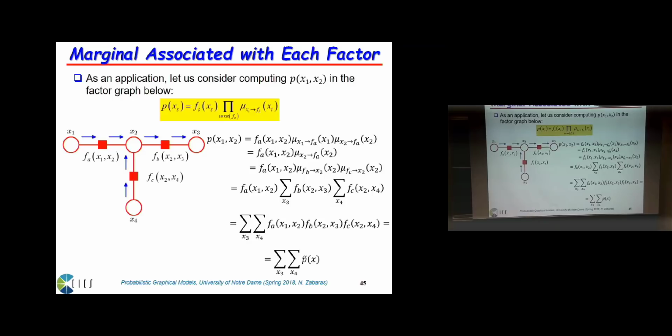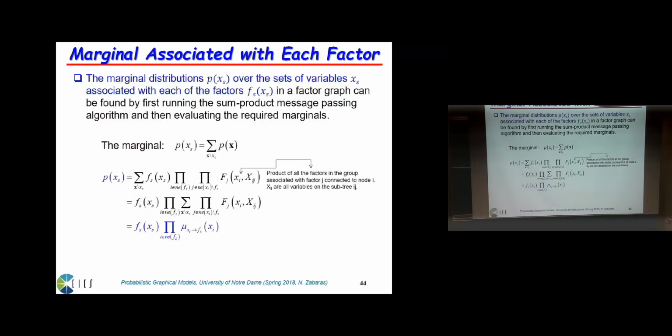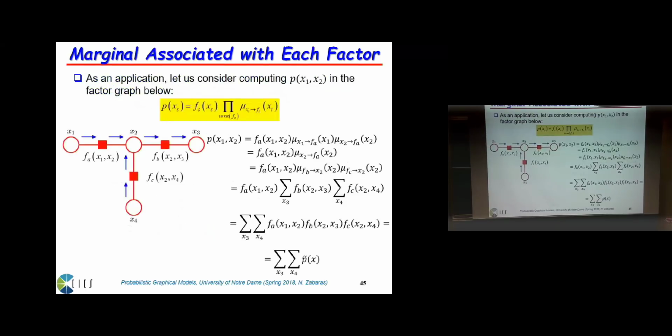And again, let's see if this makes sense. If you want, let's say here, to find the marginal of nodes x1 and x2, just to convince you that this is correct. Based on what I proved here, and you should read it, the marginal of x1 and x2 would be the factor times the message that comes to the factor fa from x1, and the message that comes from node x2 to fa.